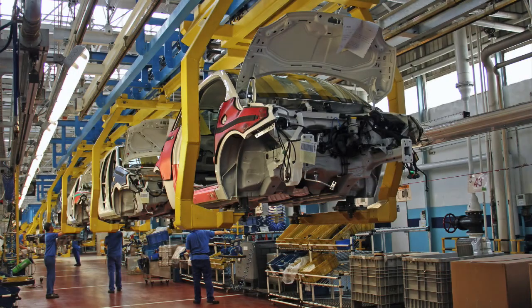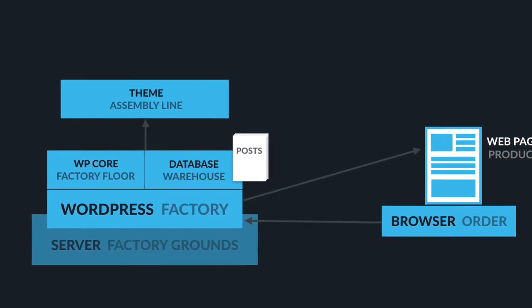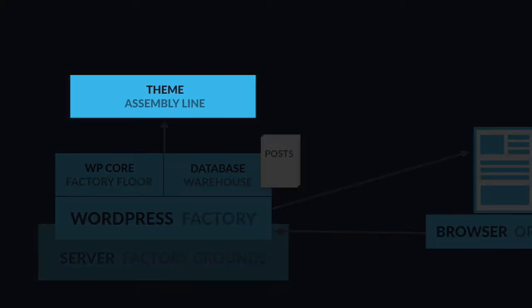In a regular factory, the final finished products are put together on an assembly line from all the different materials and components. Now the assembly line in our analogy is the theme. And it's the theme that dictates how the finished product will be assembled and what it will look like. And this is why when you use WordPress, you need a theme.